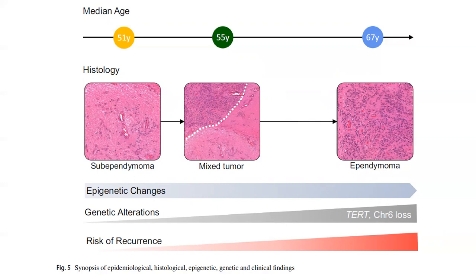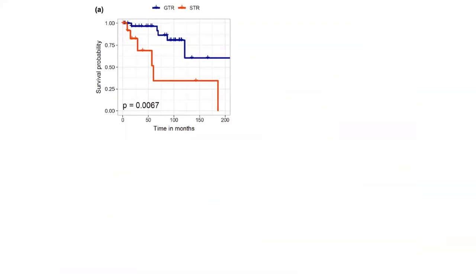All right, this is reasoning from the data. The epigenetic changes, that's the DNA methylation profiling, are constant. They're all that. But look at the genetic alterations: TERT promoter mutation and chromosome 6 loss increase as we go from histologic pure subependymoma to mixed tumor to ependymoma, and the risk of recurrence also increases as we move towards ependymoma.